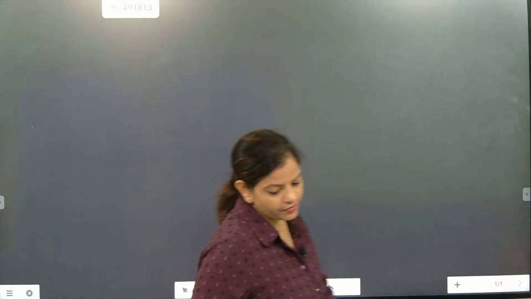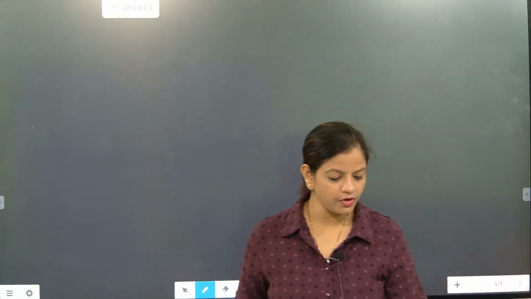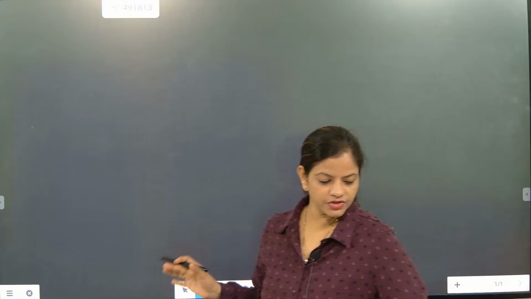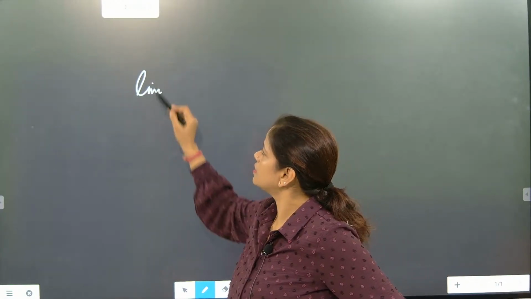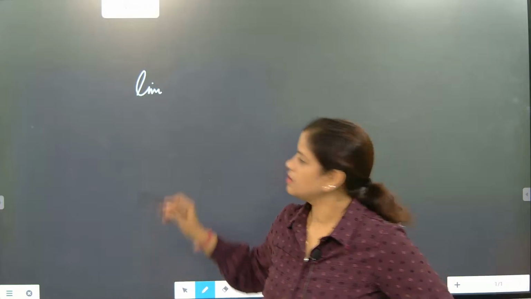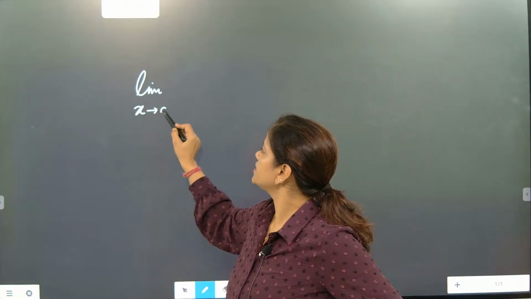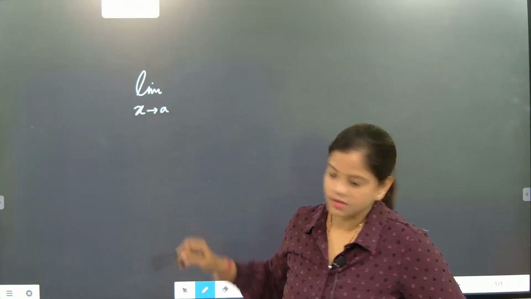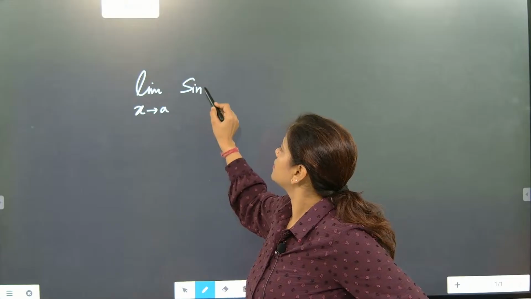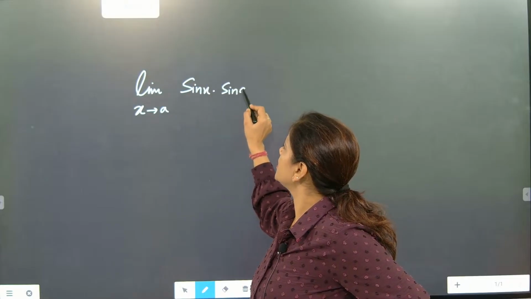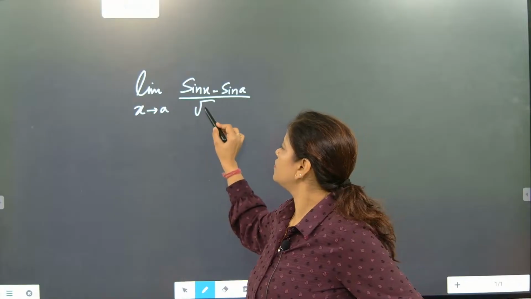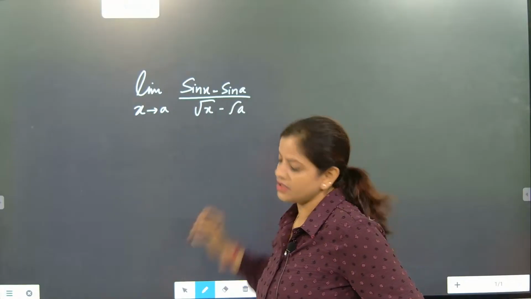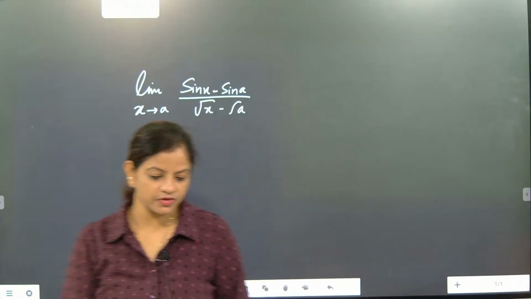So now look here. This time one typical question I am going to give you so that you can solve it. The question is, just go for it. Limit x tends to a of sin x minus sin a by root under x minus root under a. Very nice question. Try and solve this question.